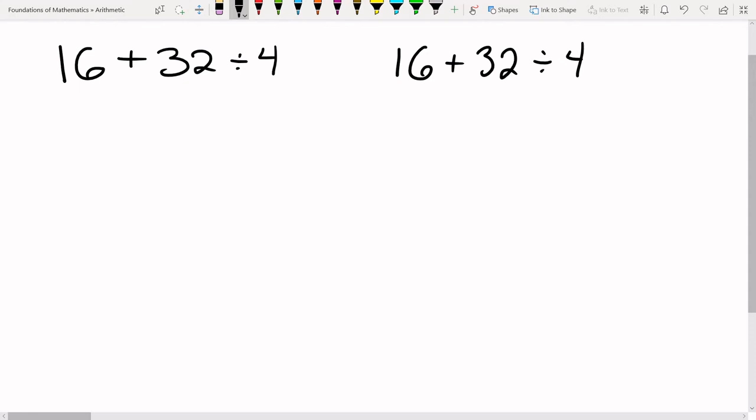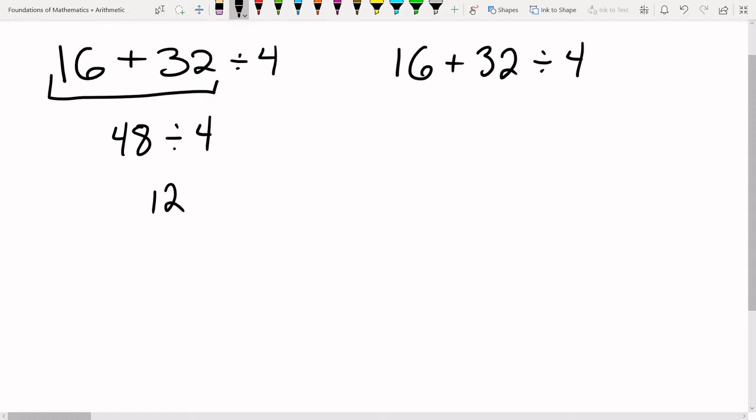Why does order matter in mathematics? Well, here I have the exact same problem twice, and we're going to solve it two different ways. So the first way, let's just work left to right. 16 plus 32, that would be 48. And 48 divided by 4 is 12.